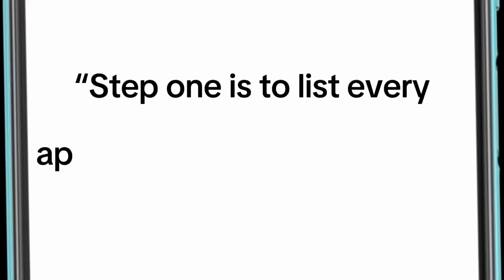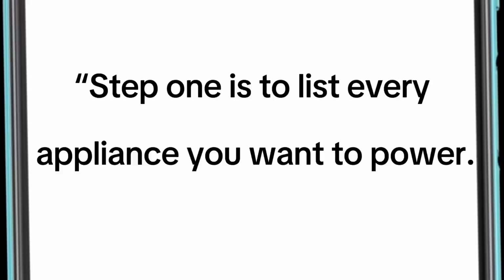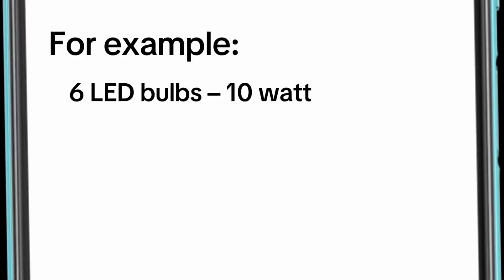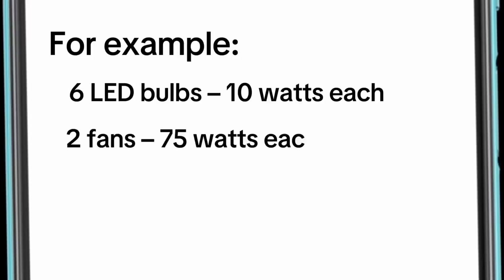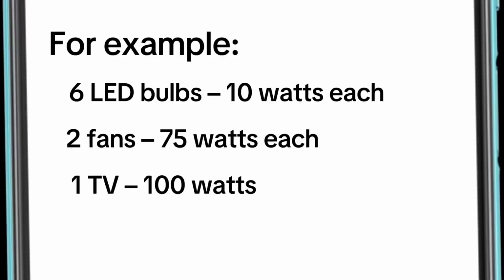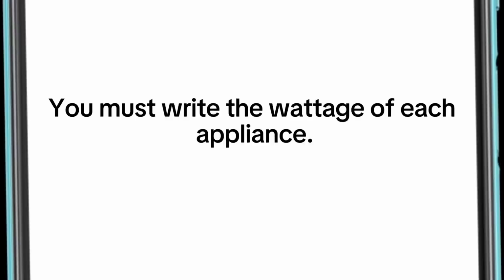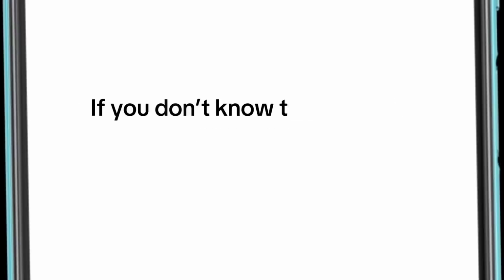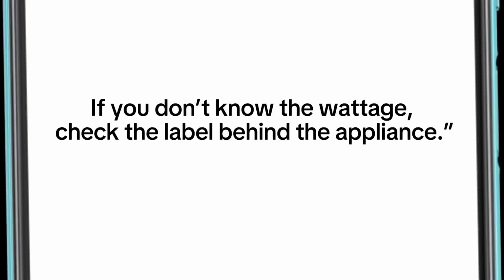Step 1 is to list every appliance you want to power. For example, 6 LED bulbs, 10 watts each, 2 fans, 75 watts each, 1 TV, 100 watts. You must write the wattage of each appliance. If you do not know the wattage, check the label behind the appliance. Remember, if you skip this step or make any mistake in this step, then all other steps will be wrong.